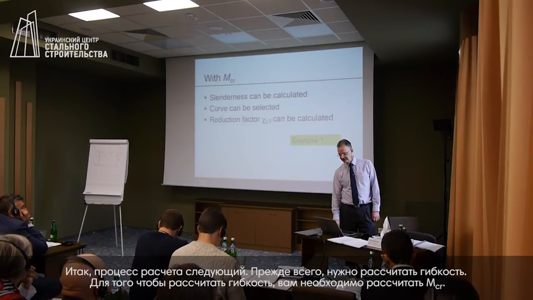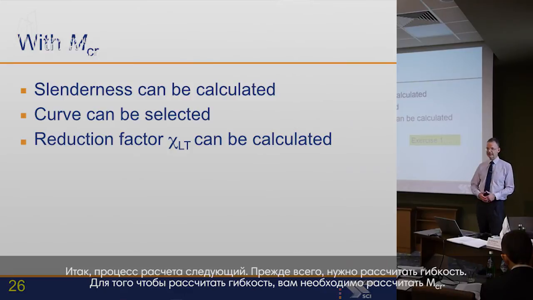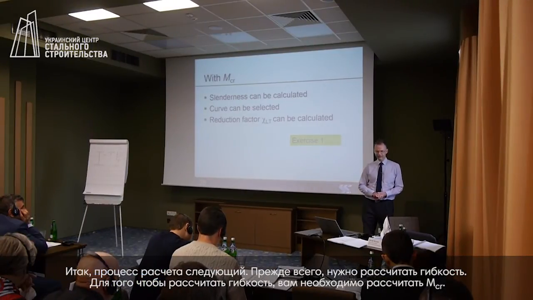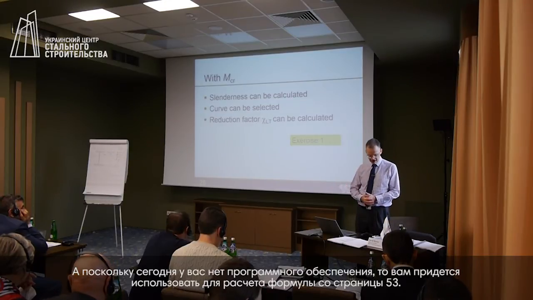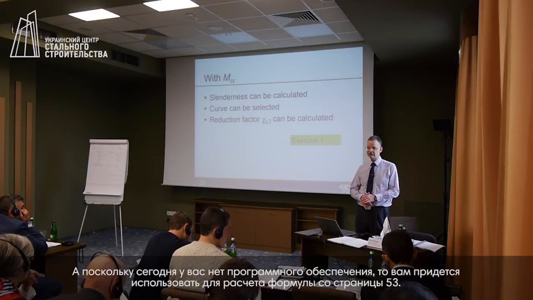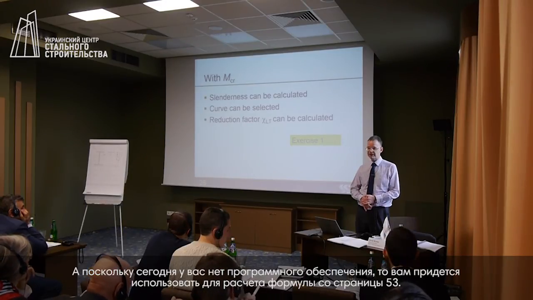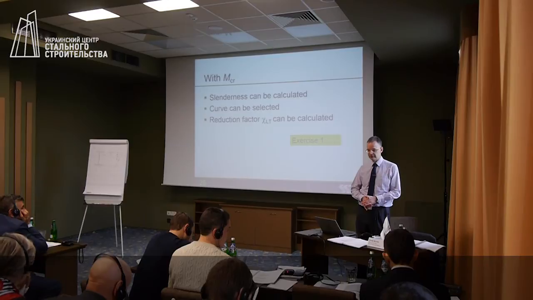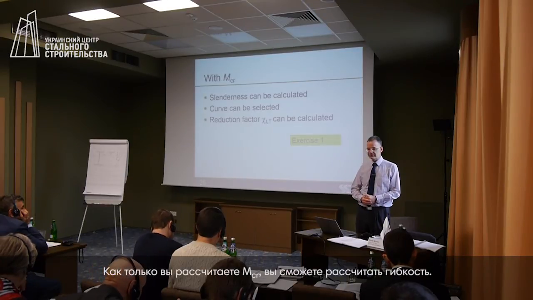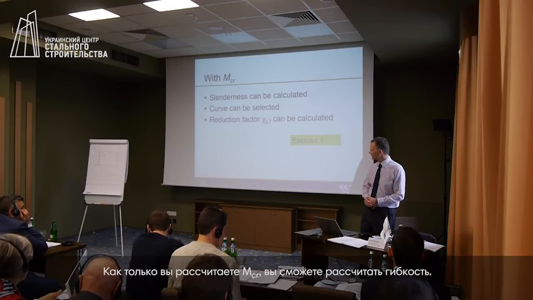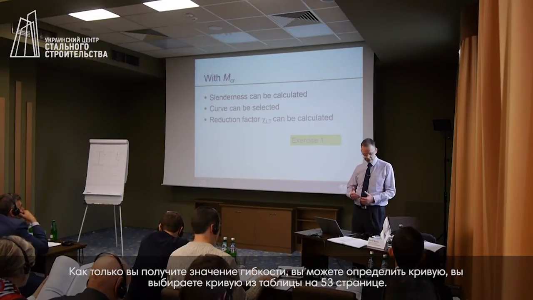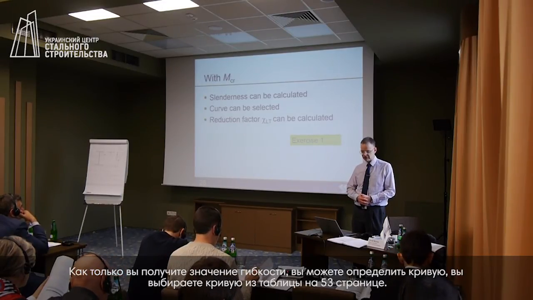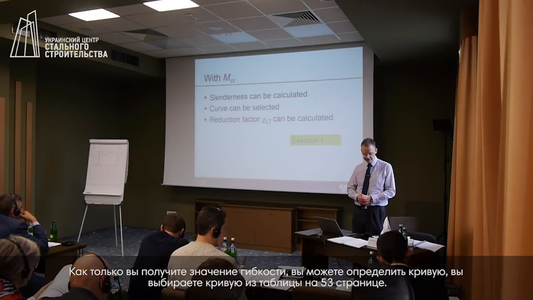So the process, ladies and gentlemen, is to calculate the slenderness first of all. And to calculate the slenderness, you need to calculate Mcrit. And today, you do not have the software, so today you will need to use the formula on page 53. Once you have calculated Mcrit, then you can calculate the slenderness. Once you have the slenderness, you can choose a curve, and you would choose a curve from the table at the top of page 53.